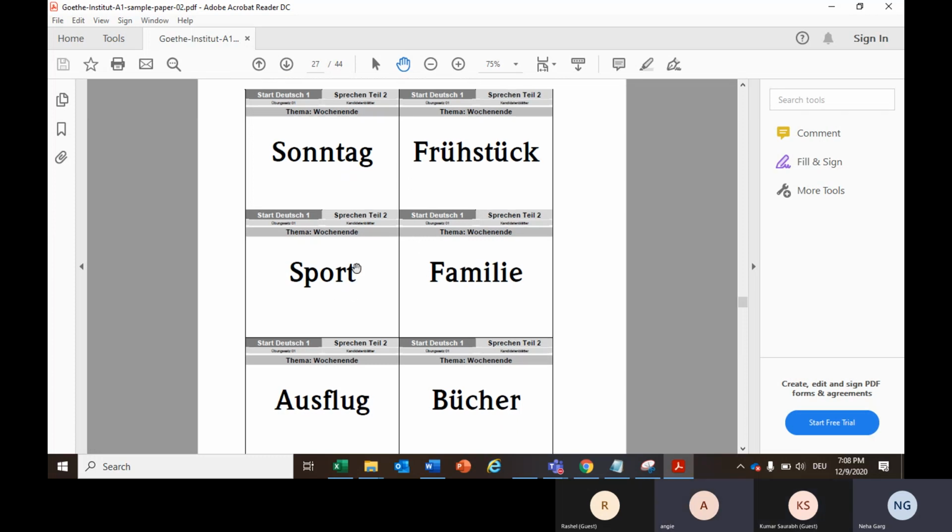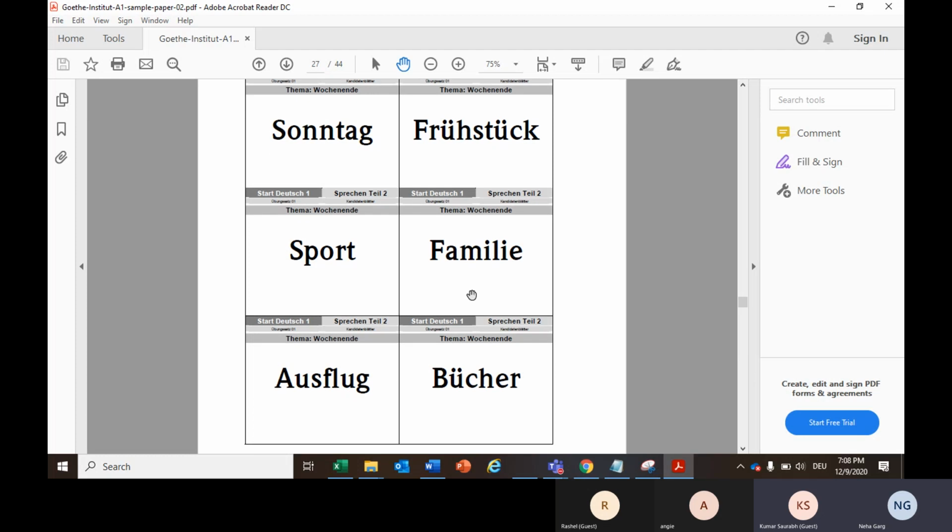Third word, Saurabh, it's your turn. Very basic sentence. So we need to add Wochenende at the last also? No, no, using Wochenende is not important. Using this particular word is important. The theme is Wochenende for this whole page. Okay, so sports. Ich spiele Cricket. I play cricket on Thursday. Am Wochenende, not Thursday. Yeah, am Wochenende. Ich spiele Cricket oder Fußball am Wochenende.